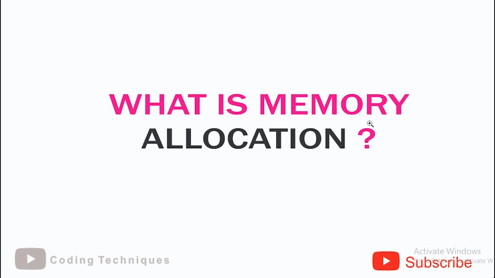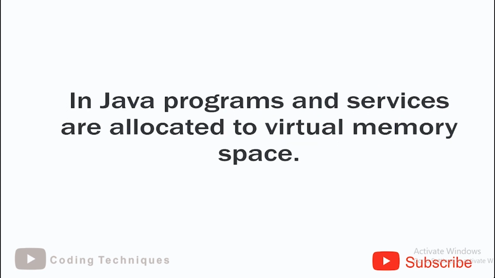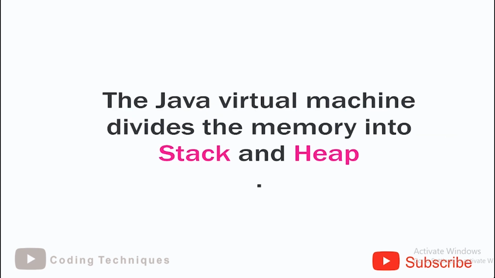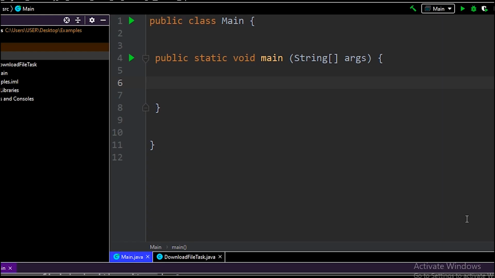What is memory allocation? It's a process by which computer programs and services are assigned physical and virtual memory space. In Java, programs and services are allocated to virtual memory space. The Java virtual machine divides the memory into stack and heap. Stack is used to store objects, while heap is used to store primitive and variables that store reference on the heap. Let's give an example of memory allocation.